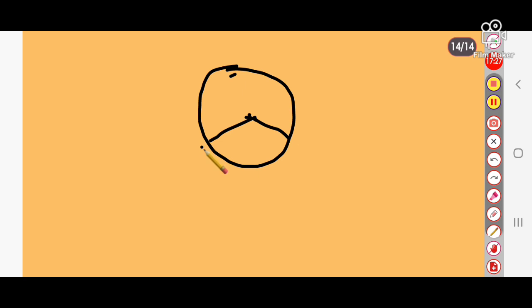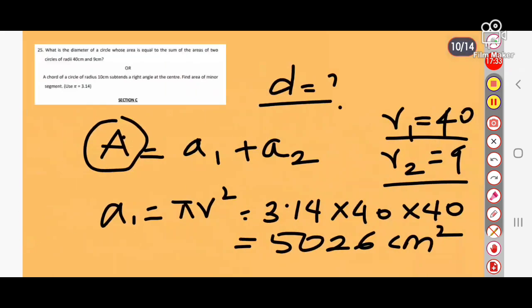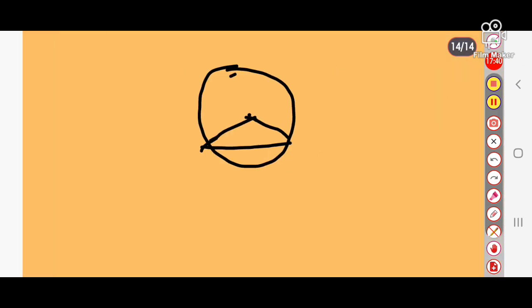and the chord. The radius value they have given is 10 centimeter and it subtends a right angle. Find the area of minor segment. Okay, fine. This is 10 centimeter, 10 centimeter. So obviously it's a 90 degree. Now they are asking us to find the area of the segment.